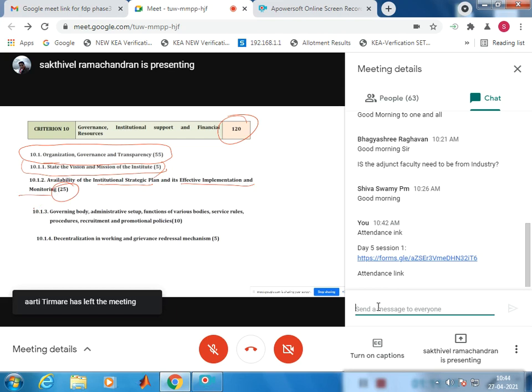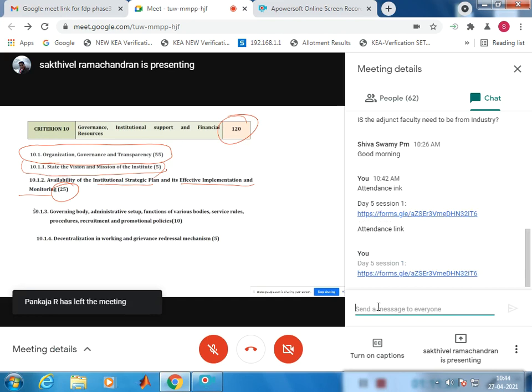So very clear-cut plans need to be narrated, like what is the strategic planning that the institution has, how it is being implemented, how it is being continuously monitored, right? Then governing bodies, administrative status, functions of various bodies, service rules, procedures, recruitment, promotional norms. All this should be very transparent, and it carries 10 marks.